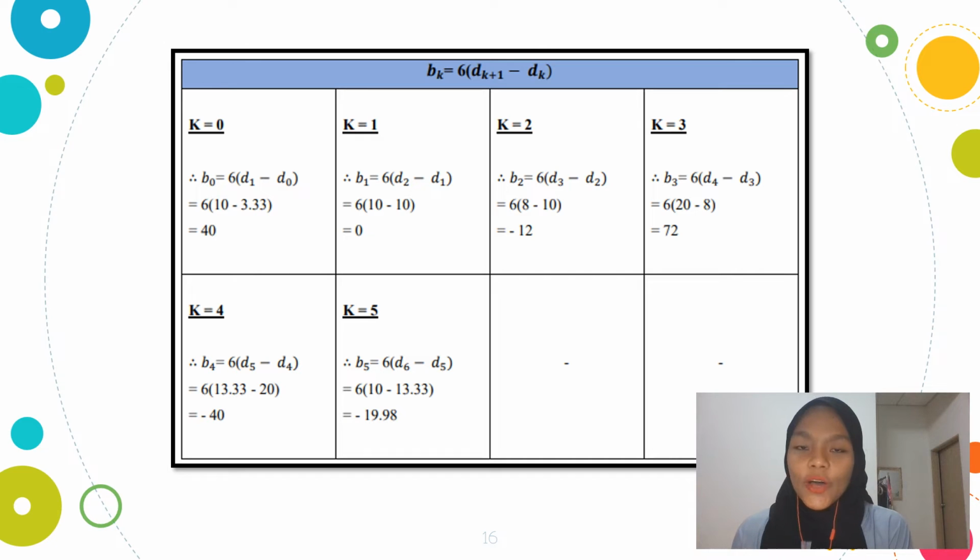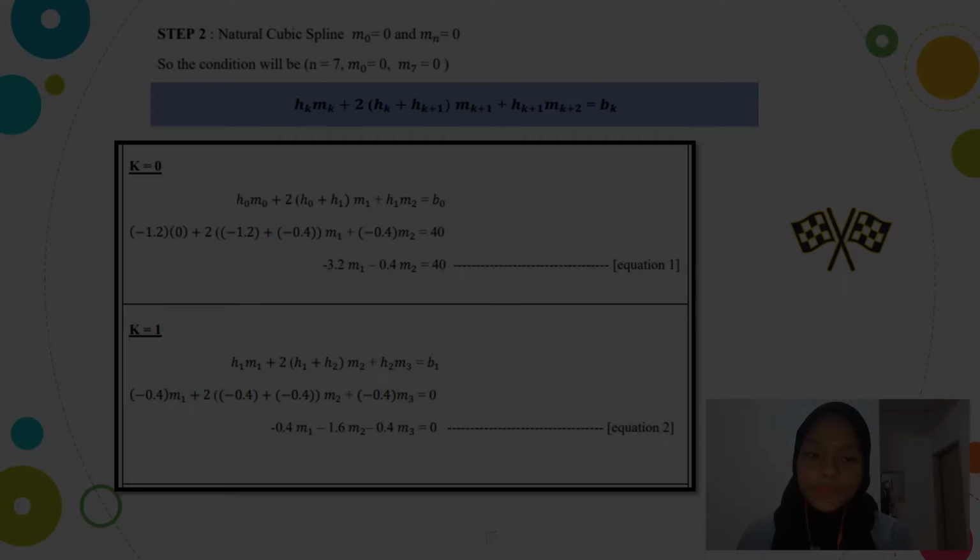Okay, so next, for the value of bk, we follow the formula bk is equal to 6 dk plus 1 minus dk. This is different from the previous formula in that it has only 6 values for k, with k starting from 0 until k is equal to 5.